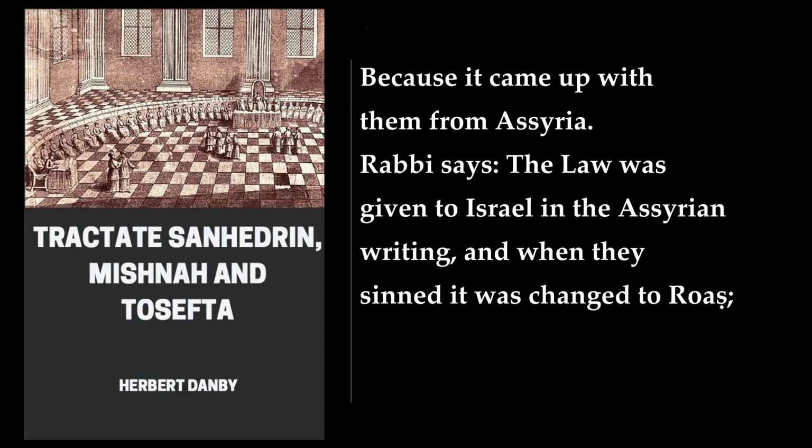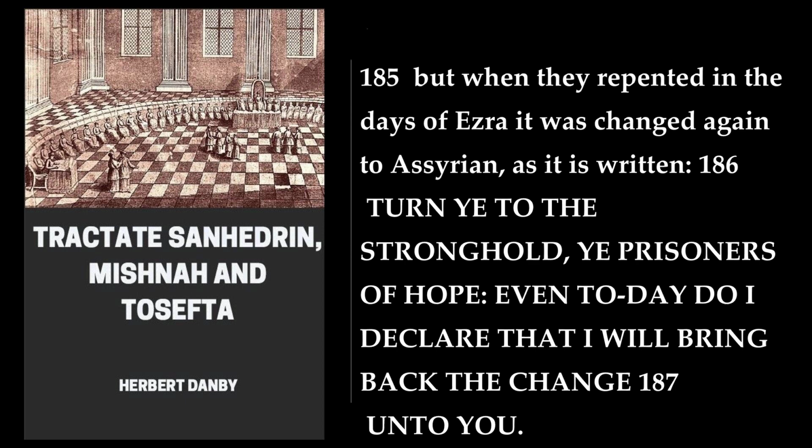Rabbi says, the law was given to Israel in the Assyrian writing, and when they sinned it was changed to Roah. 185. But when they repented in the days of Ezra it was changed again to Assyrian, as it is written, 186. Turn ye to the stronghold, ye prisoners of hope, even today do I declare that I will bring back the change. 187. Unto you.